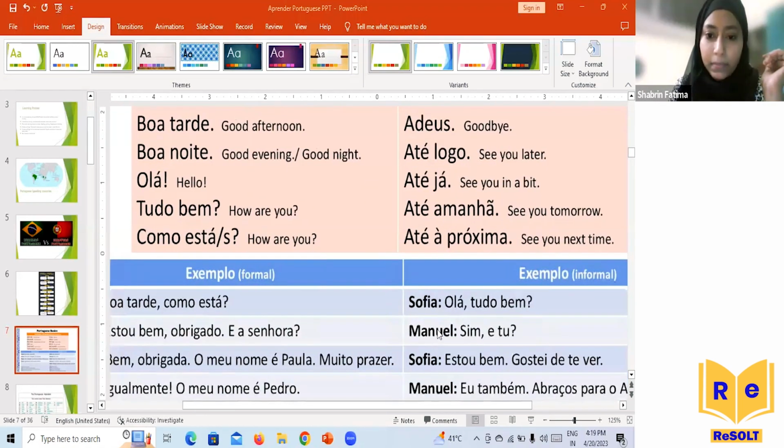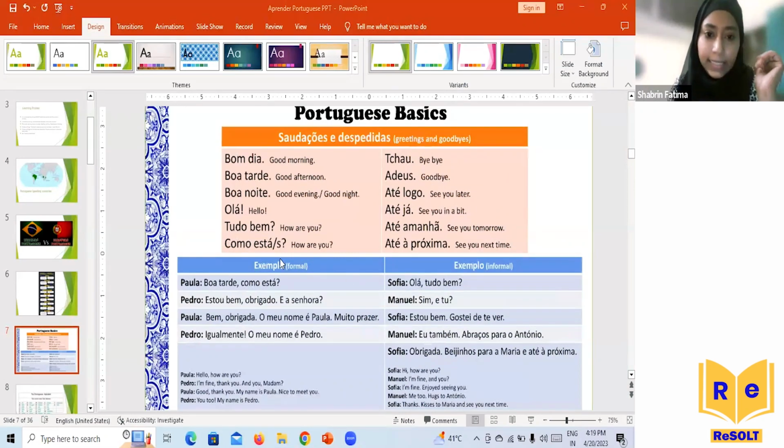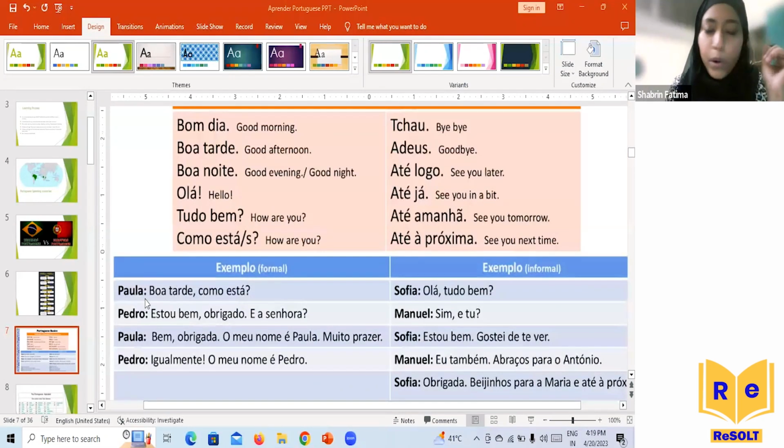Then let's have some examples in sentences, with two people. Paula is saying, boa tarde, como está? Good afternoon, how are you? Now Pedro is answering, estou bem, obrigado. E a senhora? Estou bem means I am good. Obrigado means thank you, and it is obrigada for females: obrigado for male and obrigada for female.